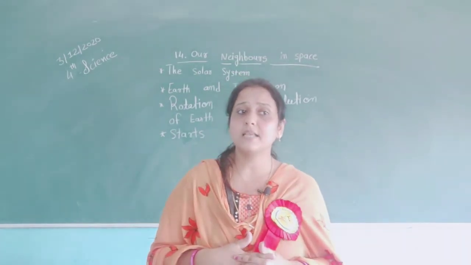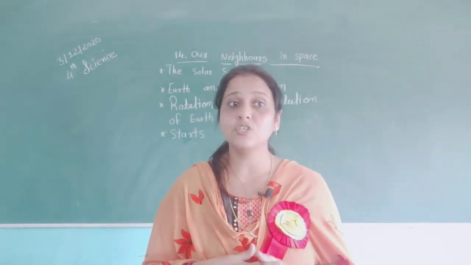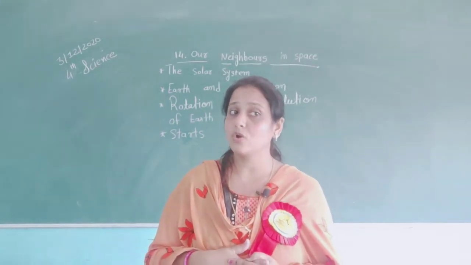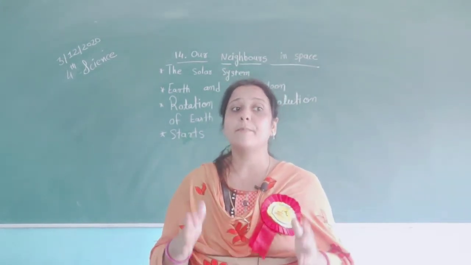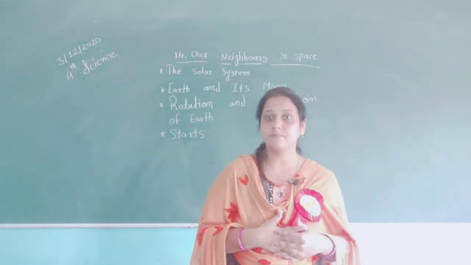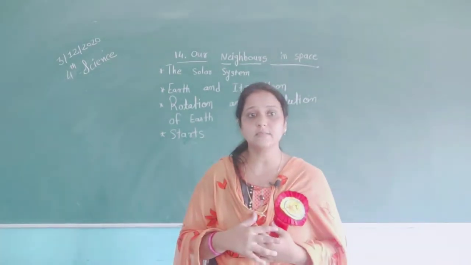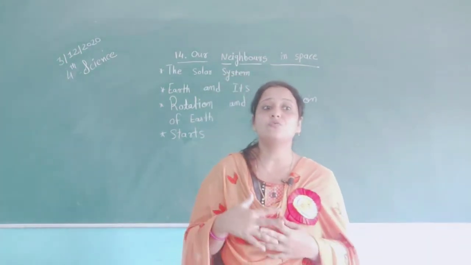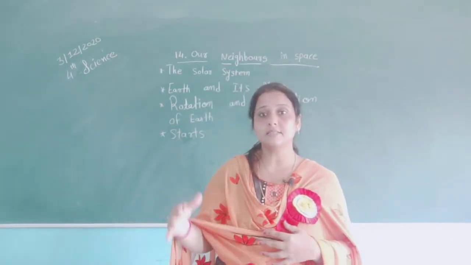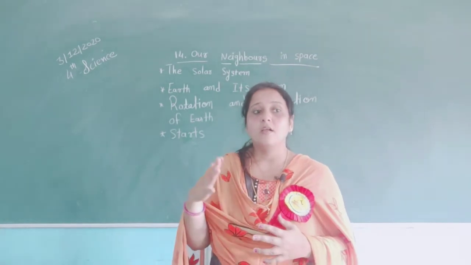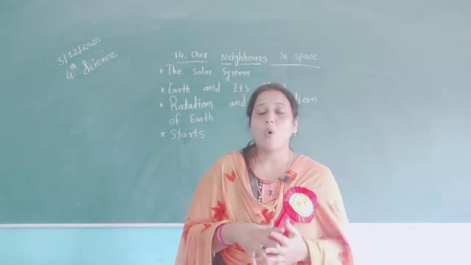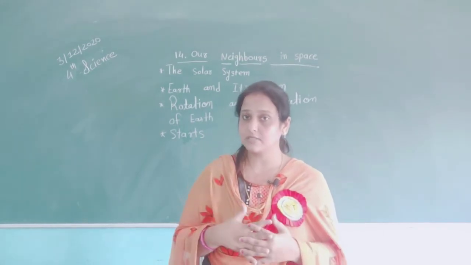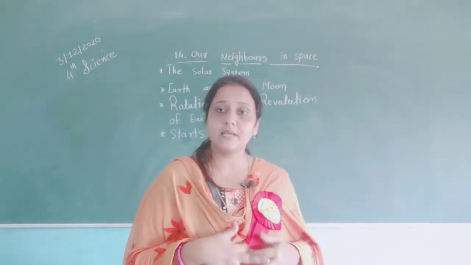Apart from this, there are some dwarf planets which revolve around the sun. Besides them also, they are known as members of the solar system. They are the family of the solar system. Pluto is one of the dwarf planets, which was earlier considered a planet. So these are all the planets which are available in the solar system. We can see them in the solar system.